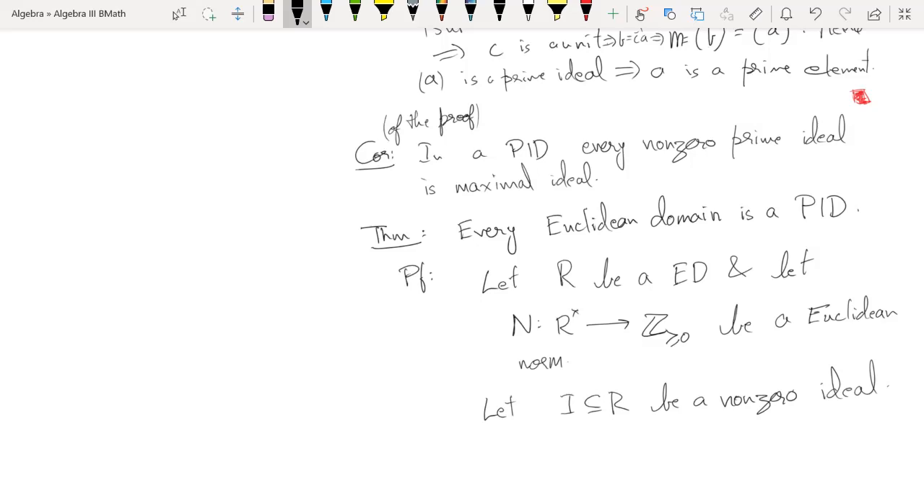So how will we figure out which element we should take? The least norm. We use the norm function and take the element with the least norm. So let A in I be such that it has the least norm. The norm is going to be greater or equal to one, and it's an integer.